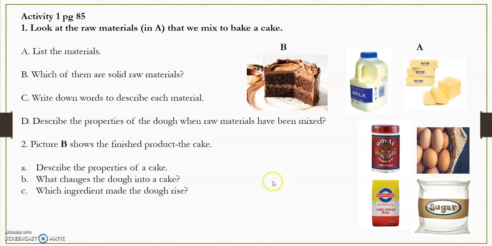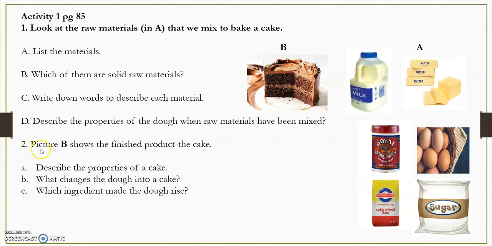And then the next one, which is D, says describe the properties of the dough when raw materials have been mixed. So once you mix everything, you have that dough before you can bake it. Describe it. How is it? Is it soft? Is it hard? Is it cold? Is it sticky? Does it take the shape of its container? Talk to me about it. All right. Describe. Tell me in detail. Give a detailed account in words. And then you can use your senses as well to help you with the description there.